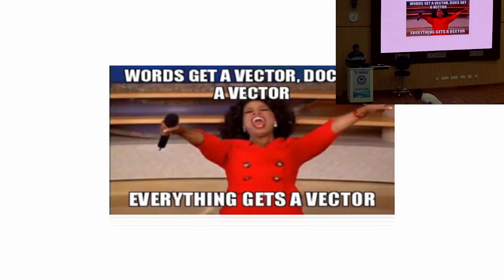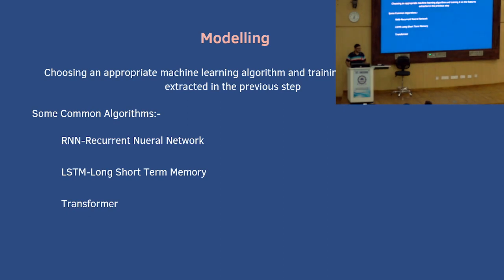So now you may think like words get a vector, dogs get a vector, everything gets a vector. But this is how ML works. I hope anyone having any doubt till now? No? So from now, my friend Parth will continue about the modeling part.